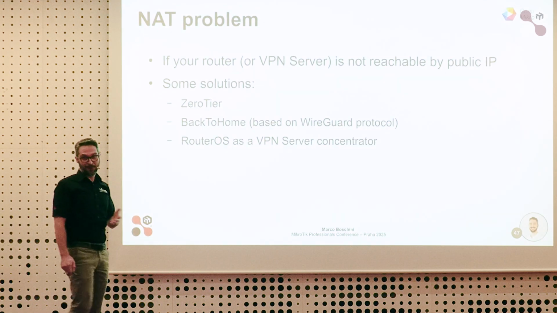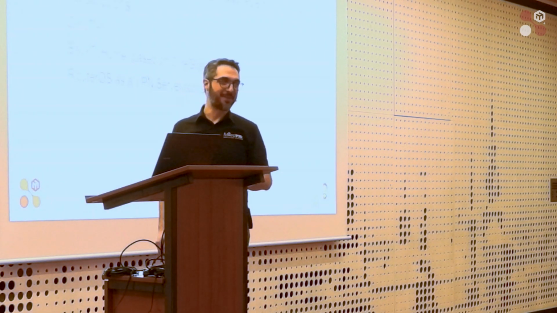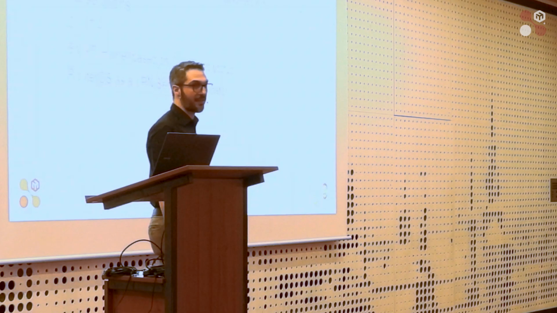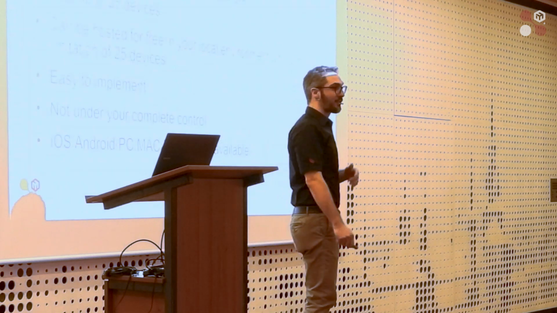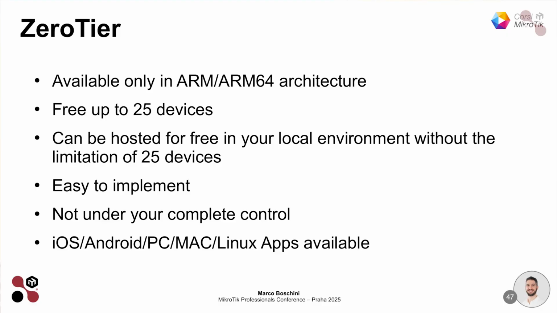But there is another problem if your router or VPN service is not reachable by public IP. There are some solutions: ZeroTier, Back to Home, based on the WireGuard protocol, and RouterOS as a VPN server concentrator. ZeroTier is available only on ARM64 architecture, only from version 7 of RouterOS, free up to 25 devices, and can be hosted for free in your local environment without the limitation of 25 devices.